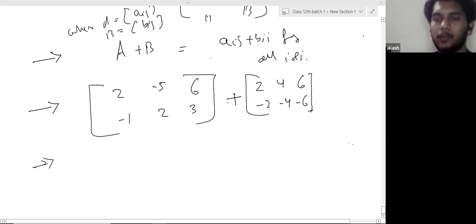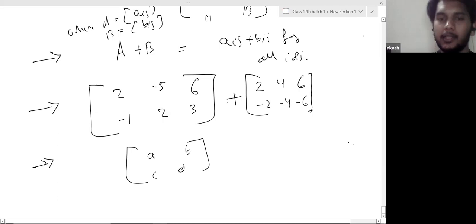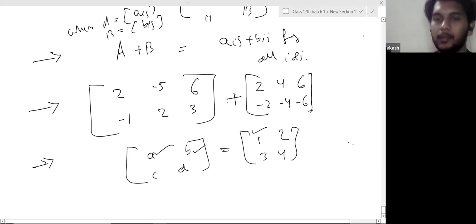Today what we did is equality of matrices. If two matrices are equal, then the corresponding elements will be equal. If A, B, C, D is equal to 1, 2, 3, 4, then A equals 1, B equals 2, C equals 3, D equals 4. This is all equality of matrices. The order must be the same, otherwise how will you get corresponding elements?